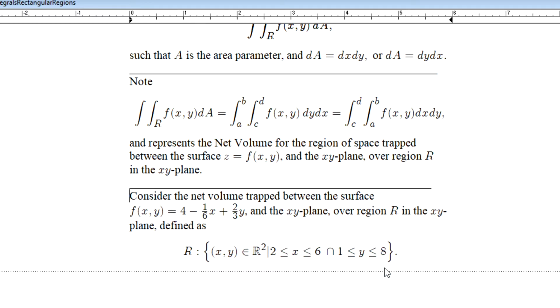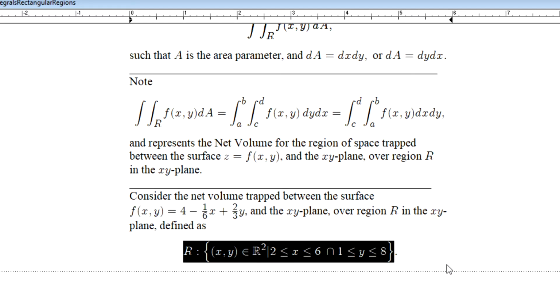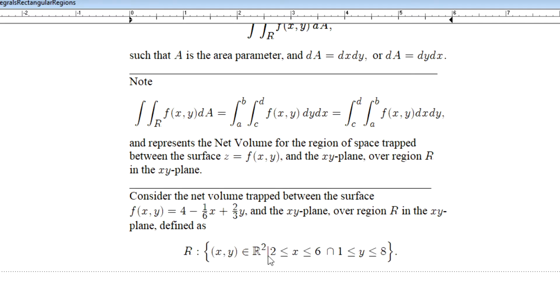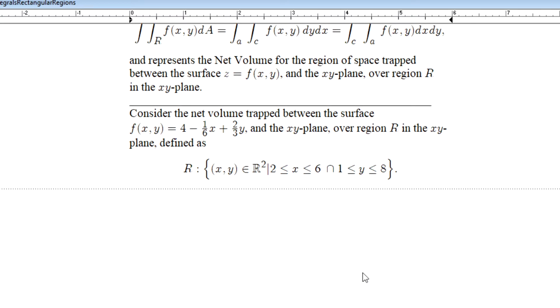We might say here, consider the net volume trapped between this slightly more complex planar surface and the xy plane over the region R in the xy plane defined by this rectangular region. Here, x is bounded by the values between 2 and 6, and here y is bounded between the values of 1 and 8. All of region R is defined by these xy coordinates that have these restrictions placed upon them.